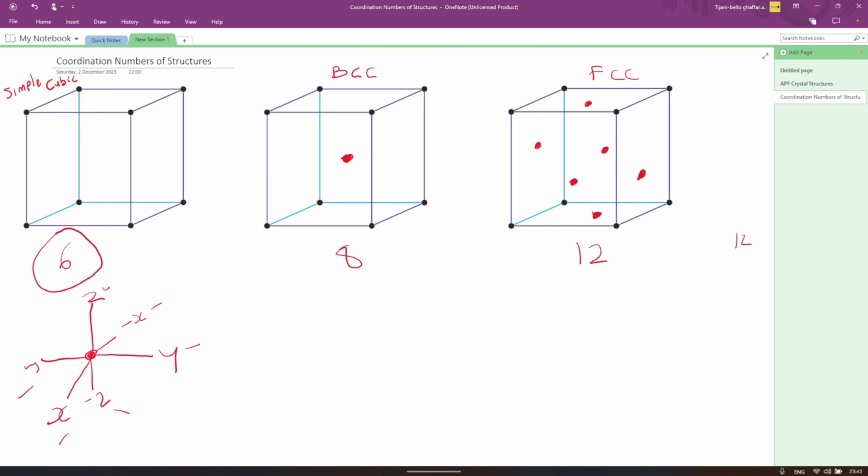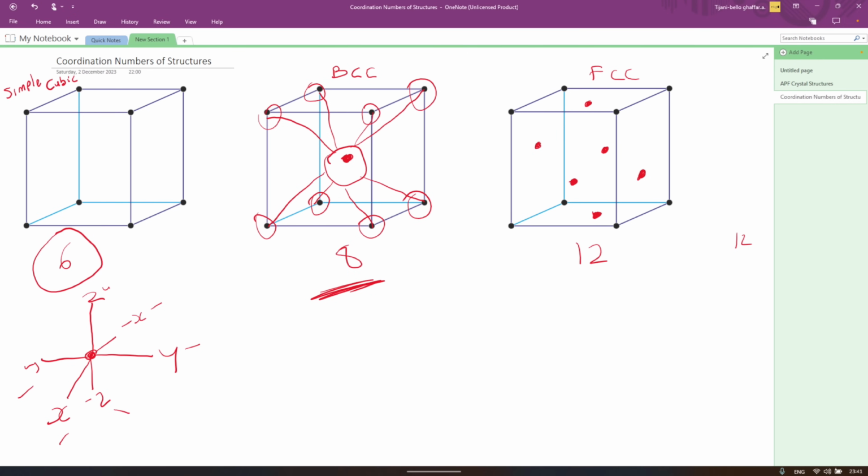Now for BCC, we derive it by this atom in the center, which is very straight, pointing to each lattice point in the box. As you see, if we count, we have 1, 2, 3, 4, 5, 6, 7, 8. So that is why we have 8 as the coordination number for the BCC.